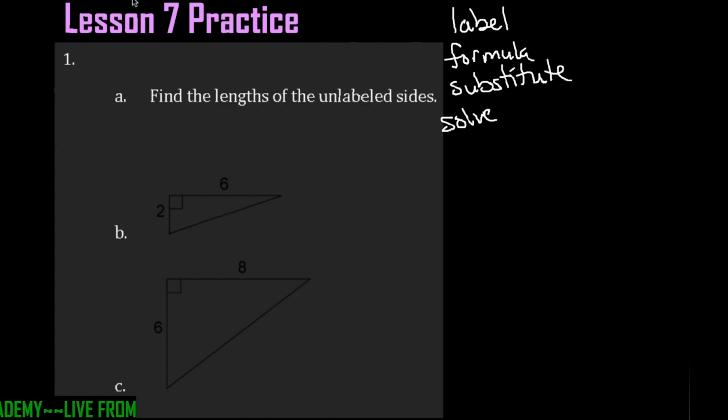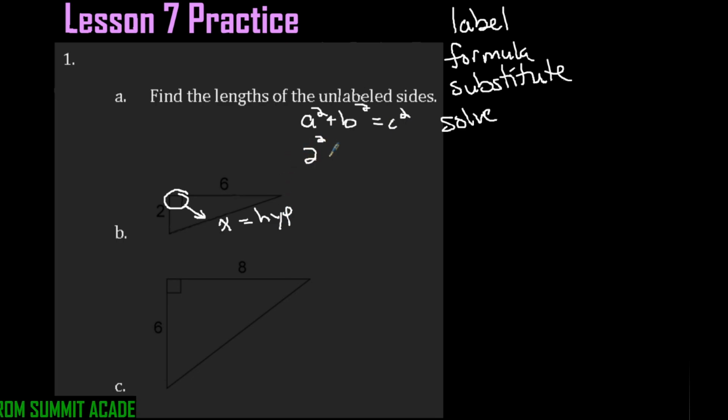And so again, same idea. I'm going to say, where's my right angle at? It's right there. Across from it is that missing side, which ends up being the hypotenuse. So we're going to say this is going to be our hypotenuse, that side x. So that means if I go to have my formula, I have a squared plus b squared equals c squared. I'm going to say I have 2 squared plus 6 squared is equal to x squared.